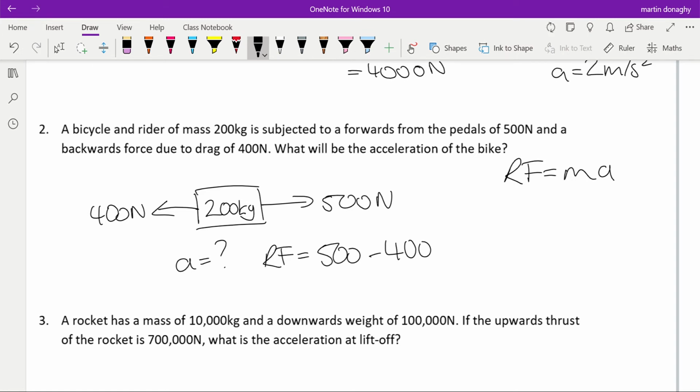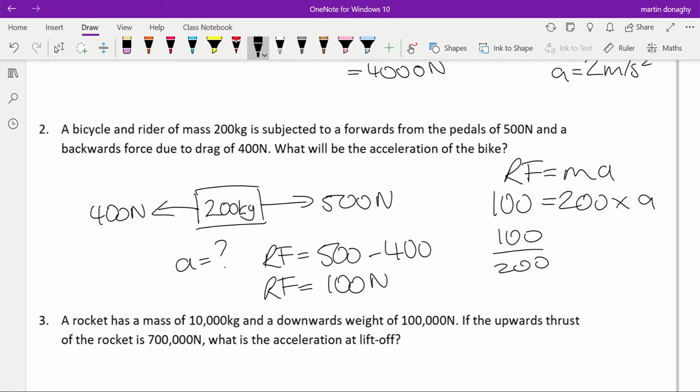So 500 forwards, 400 back, give you an overall resultant force of 100 newtons. So 100 equals 200 times A. Divide both sides by the 200, gives us A as being 0.5 meters per second squared.